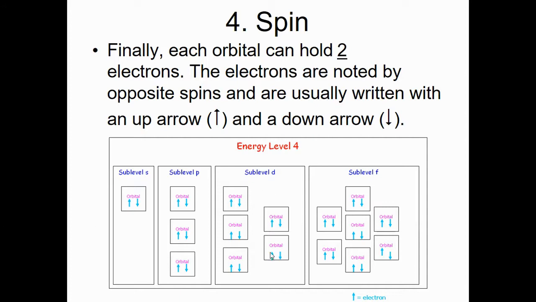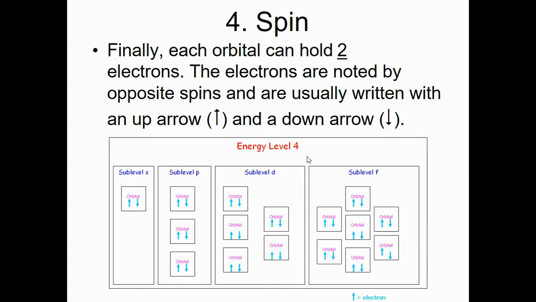The D, we have 5 of them. They each get 2 electrons, one up, one down. F orbitals, we have 7 of them. They each get 2 electrons, each spin up, spin down.